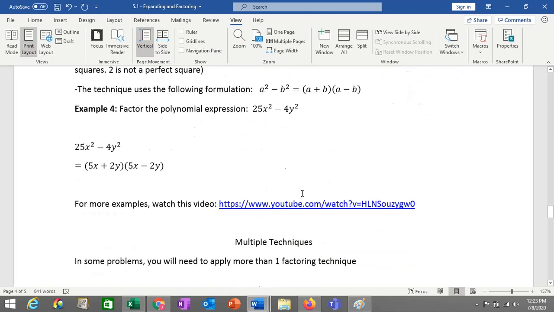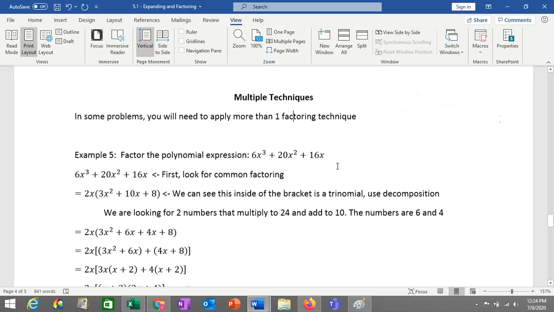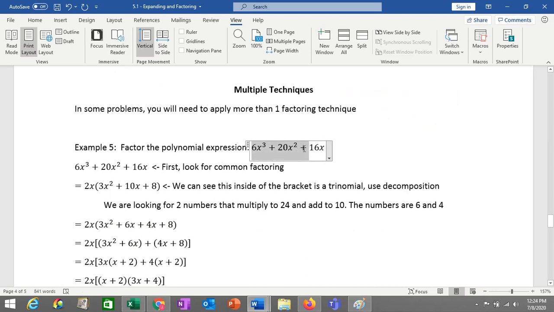Again, if you want more examples, this video will give you some. Okay, and the last thing to discuss about factoring is multiple techniques, because in some more complicated problems you'll have to apply more than one factoring technique. So of the 3 techniques that we've covered, you might have to use something twice, or you might have to use one of the techniques and then something else. So an example would be if you're trying to factor this, 6x cubed plus 20x squared plus 16x.